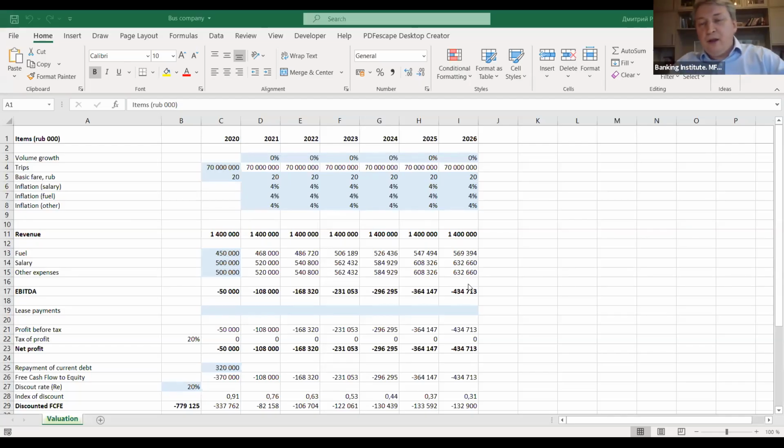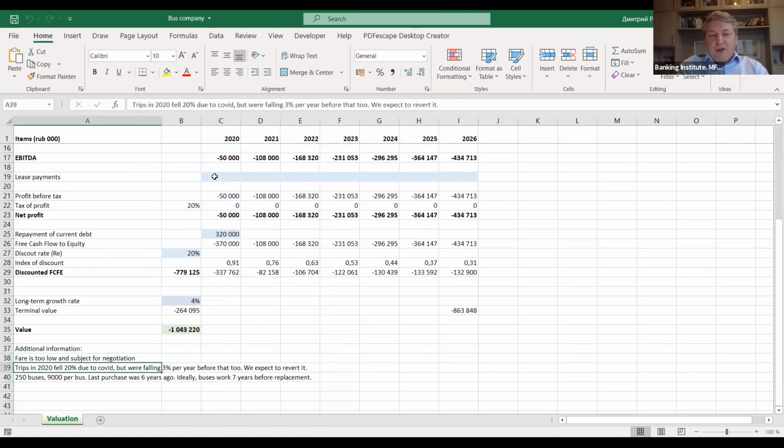Well, let me open my model. So this is where we all started. Let's do all necessary adjustments to this model before we discuss it. So the first question, the model is pretty simple. I made it very simplified just to make the discussion easier. The volume grows. We have 70 million trips for 2020. And in 2020, this company lost 20% due to COVID restrictions, of course.